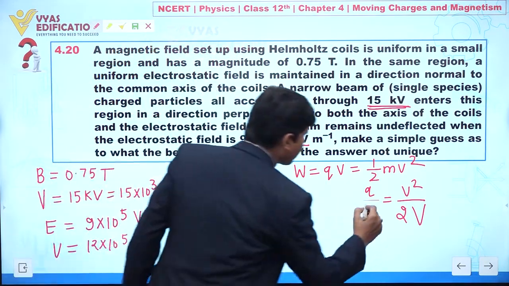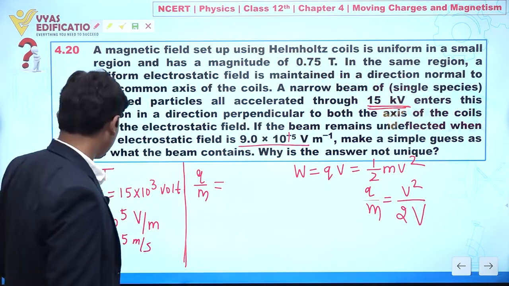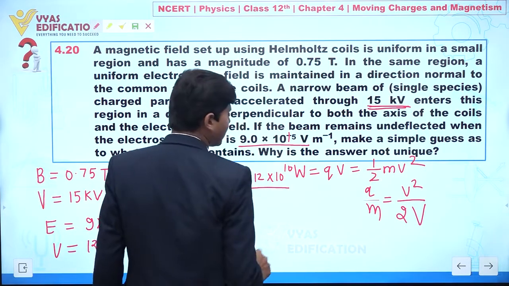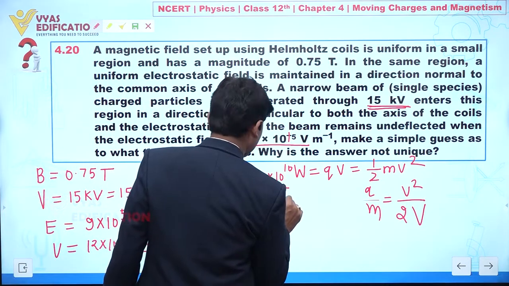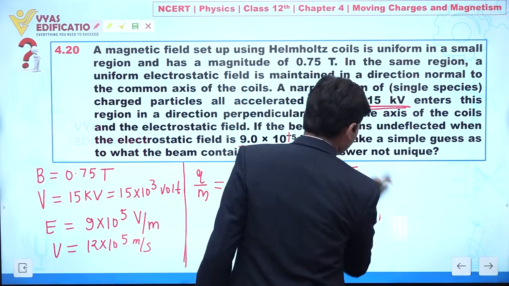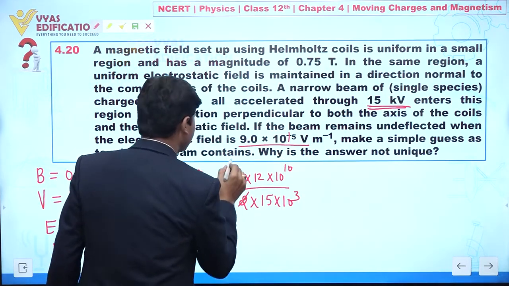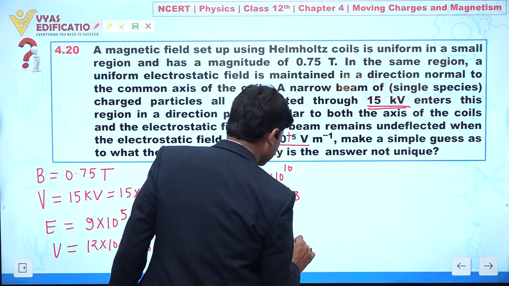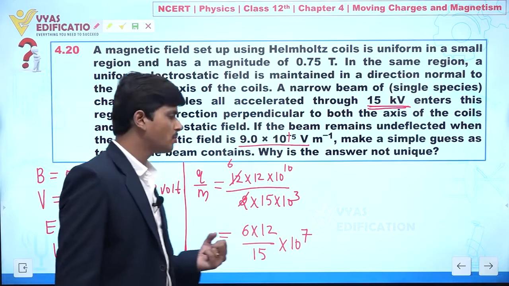Yes, now we can put in values. So the value of Q by M is v square, and velocity is given as 12 into 10 to the power 5, so v square is 144 into 10 to the power 10, divided by 2 multiplied by V, so 2 into 15 into 10 to the power 3. Clear everyone? From here we can write 6 into 12 divided by 15 into 10 to the power 7.